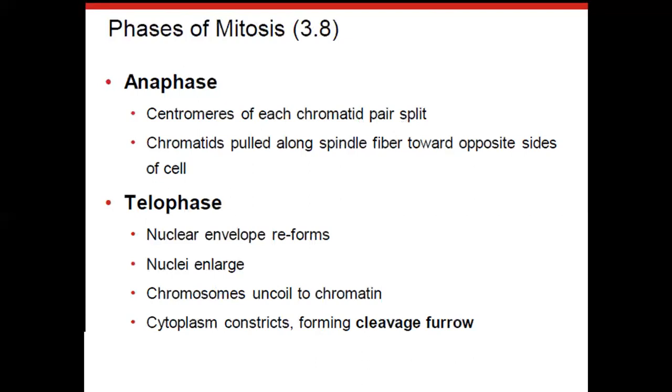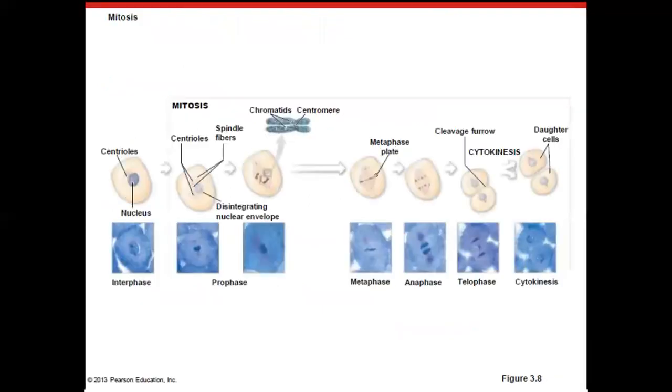So the nucleus becomes a membrane-bound organelle again and gets larger, and chromosomes uncoil to chromatin, and the cytoplasm basically constricts and forms a cleavage furrow. So the cell membrane starts to pinch in on itself so that division can occur, which is called cytokinesis.